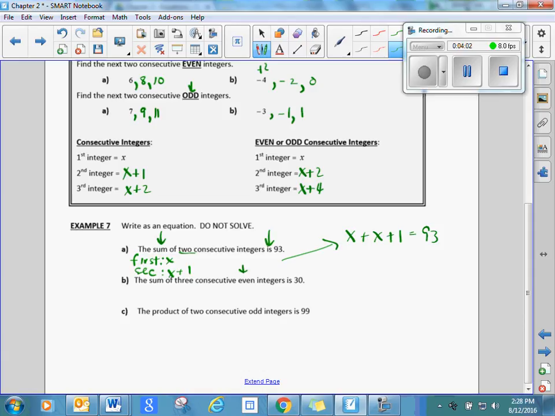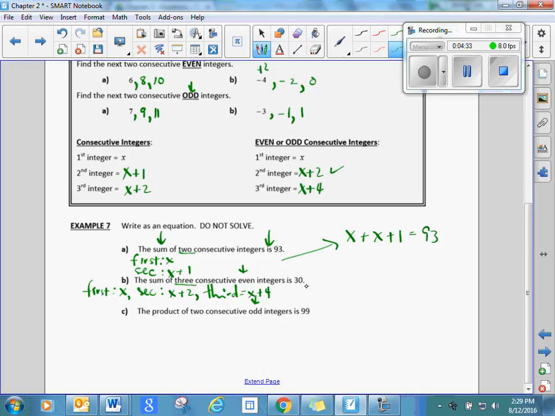Let's look at the second and the B and C on these, because we are now talking about consecutive even and odd. So important to look for these words, because if you miss over reading this word, you're going to get it wrong. So these are 3 consecutive even integers. So the first one is going to be x. The second one is going to be this guy right here, x plus 2. And the third one is going to be x plus 4.